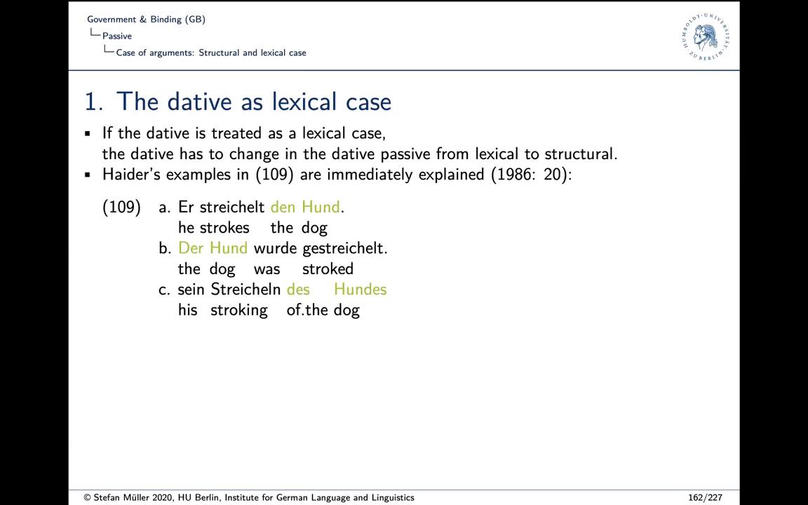If we assume that the dative is a lexical case, we get an explanation for the data in 109, where we really see that certain things are not possible compared to accusatives, which we say are structural. So in 109, A, B, C, you have a verb that takes an accusative. "Er streichelt den Hund." "Der Hund wurde gestreichelt." So that's nominative. And you can have the nominalization, "sein Streicheln des Hundes." Here, the accusative is realized as genitive.